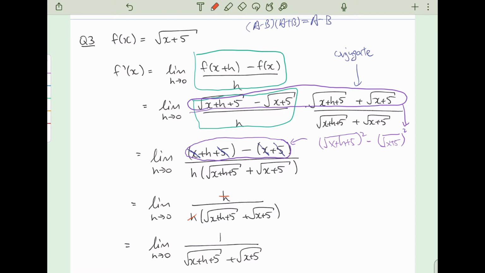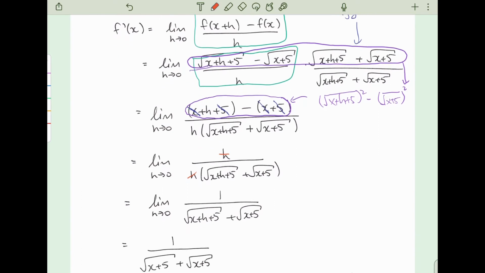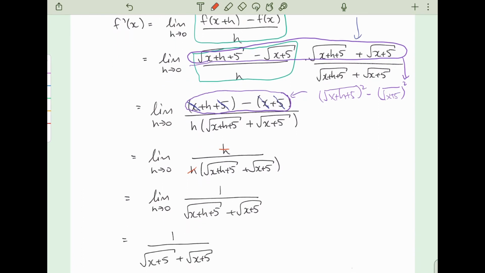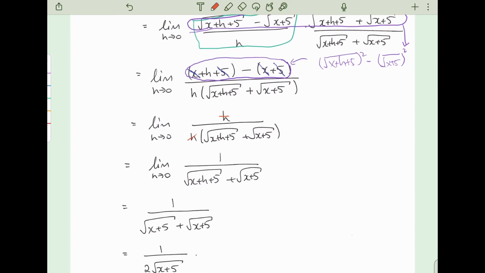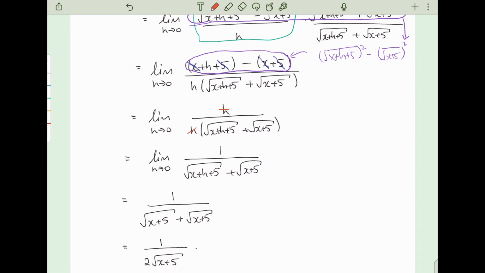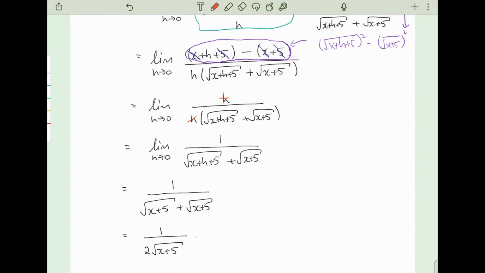And since we have cancelled out the zero factors, we can just plug in h equal to 0. So we have 1 divided by this square root of x plus 5 plus x plus 5, and then that comes to twice of this x plus 5 square root. So that is the final answer.